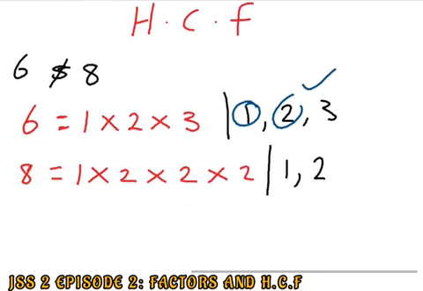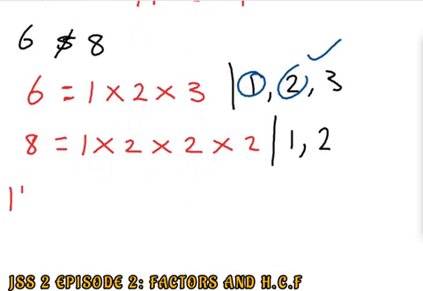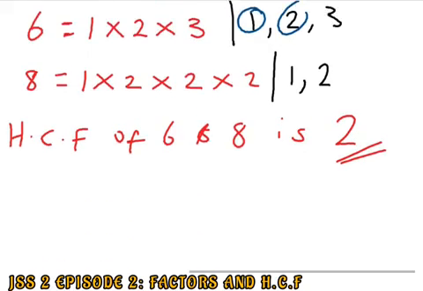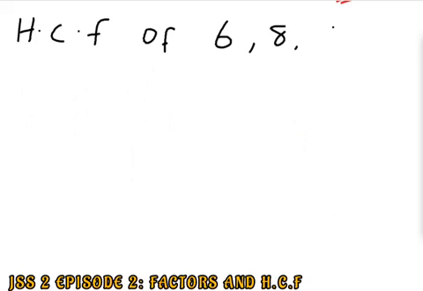The HCF of 6 and 8 is 2. Simple. The HCF is 2 because we have seen that among the two factors that are common, 2 is the highest. Hope that's clear. Now we are going to solve another example, and this time around we'll find the HCF of 6, 8, and 12.